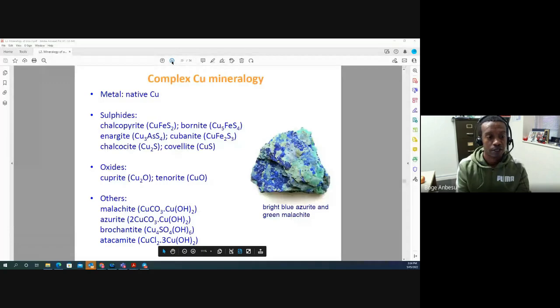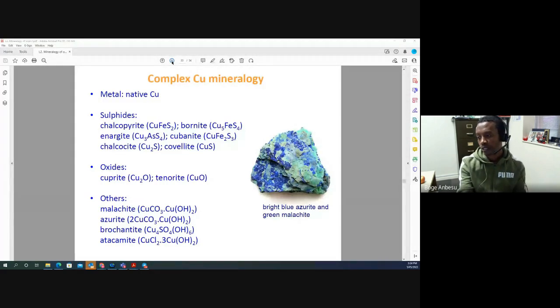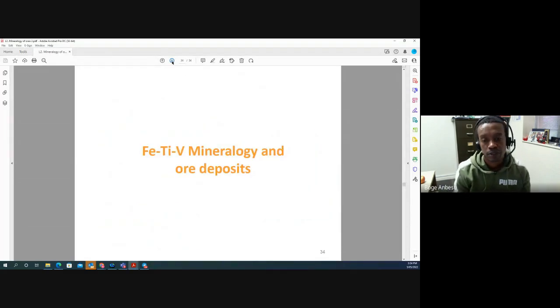But there are strategies to deal with this variation of copper mineralization, although you first need to be aware of it to be able to deal with it.